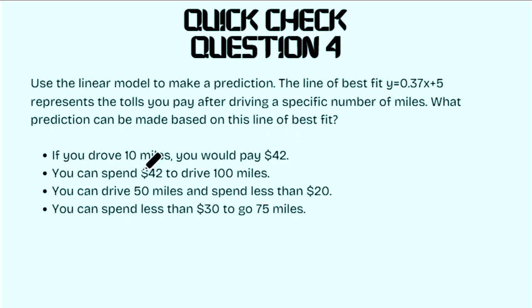If you can spend $42 if you drive 100 miles, so plug in 100 for X and see if Y is 42. You can drive 50 miles and spend less than $20, so plug in 50 and see if Y is less than $20. You can spend less than $30 to go 75 miles, plug in 75 for X, see if Y is less than 30.